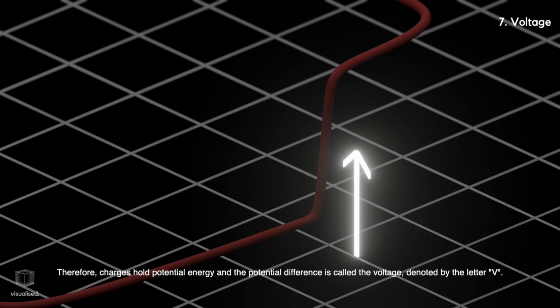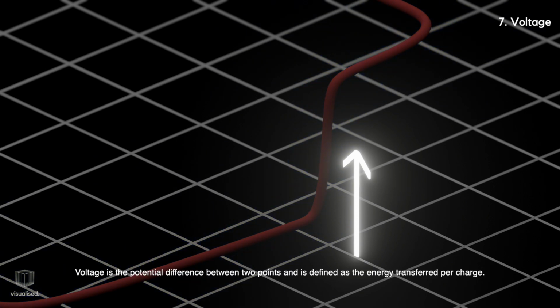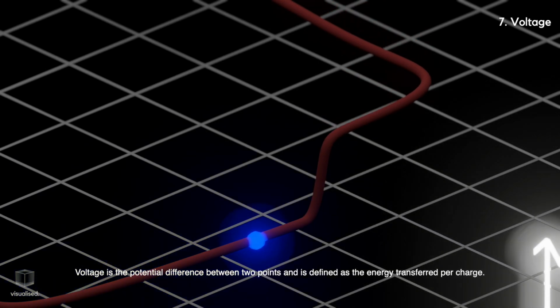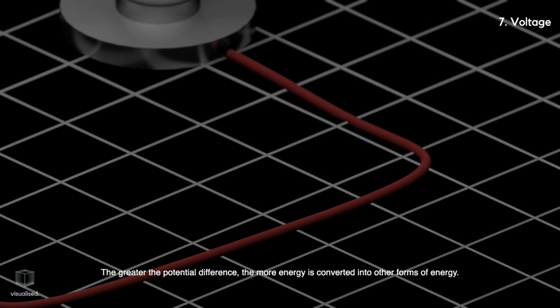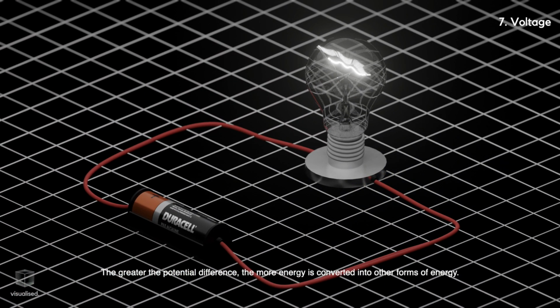Therefore, charges hold potential energy, and the potential difference is called voltage, denoted by the letter V. Voltage is the potential difference between 2 points and is defined as the energy transferred per charge. The greater the potential difference, the more energy is converted into other forms of energy.